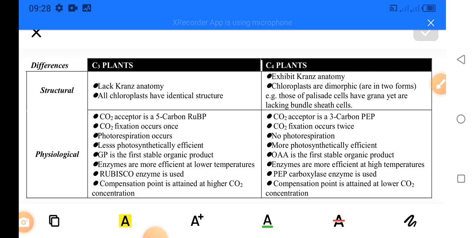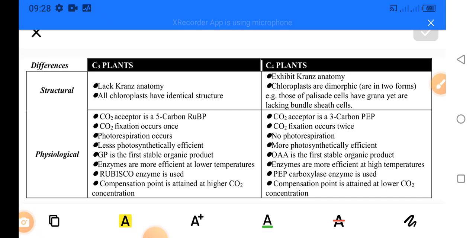Then C3 plant, we are saying that the PGA is the first stable organic compound in C3. Then in C4, we saw that the OAA, or the oxaloacetic acid, is the first stable organic compound. We looked at this. Then the other one, enzymes are more efficient at low temperatures. Then enzymes are more efficient at high temperatures in C4 plants. Then the other side, rubisco enzyme is used. Then for this side, the PEP carboxylase enzyme is what is used.